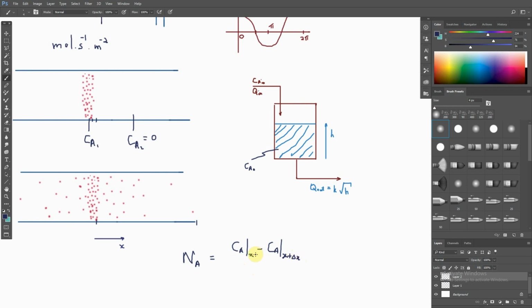And it's going to be inversely proportional to the distance over which that difference exists. So if it's a greater distance, we expect the flux will be lower, right? If it's a short distance, there's a very sharp difference in concentration, and so we expect a higher flux here. So we can say it's inversely proportional to the distance delta x. Now, we are just saying this is a proportionality at this stage, right? So let's just say it's proportional to.